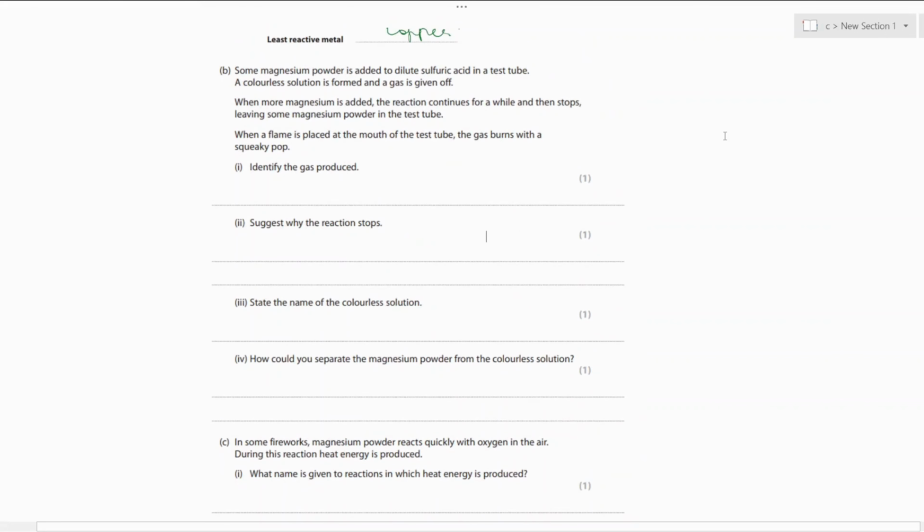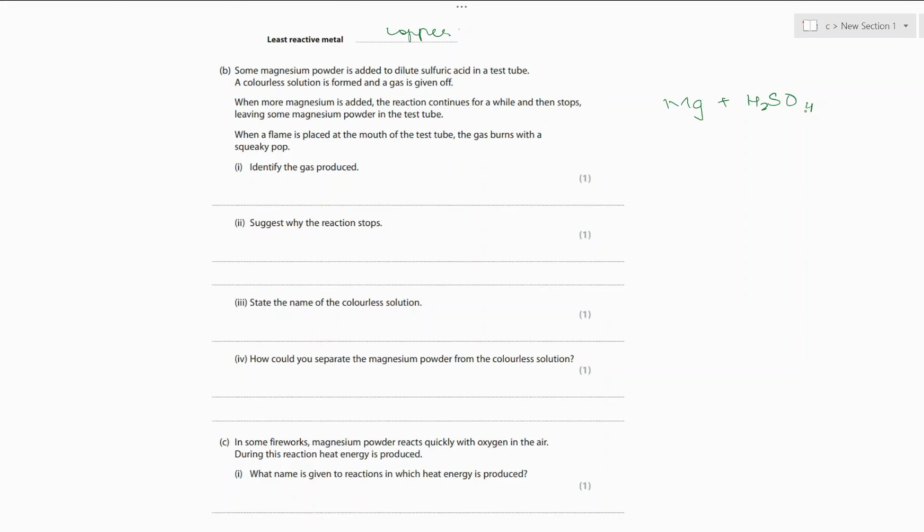Okay, the question is: a magnesium powder is added to dilute sulfuric acid. Let's write magnesium plus H2SO4, okay? In a test tube, a colorless solution is formed and a gas is given off. When more magnesium is added, the reaction continues for a while, then stops, leaving some magnesium powder in the test tube. When a flame is placed at the mouth, it will burn with a squeaky pop sound.